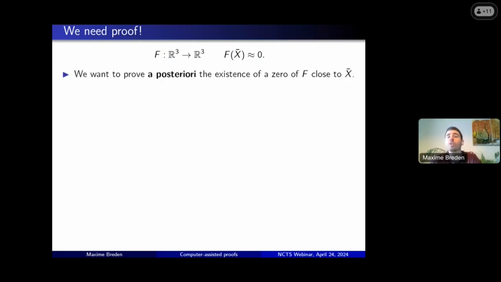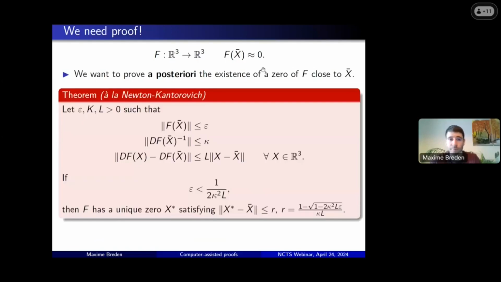So you want to do some kind of a posteriori analysis where you prove the existence and also get an error bound. And for that, you can use this kind of Newton-Kantorovich theorem, which if you've heard about computer-assisted proof before, you must have seen at least a different version of this, probably. So let me briefly recall what this theorem is about. This is essentially the constructive version of Newton's method, which tells you precisely how close to a 0 you have to be to be sure that there is actually a 0.